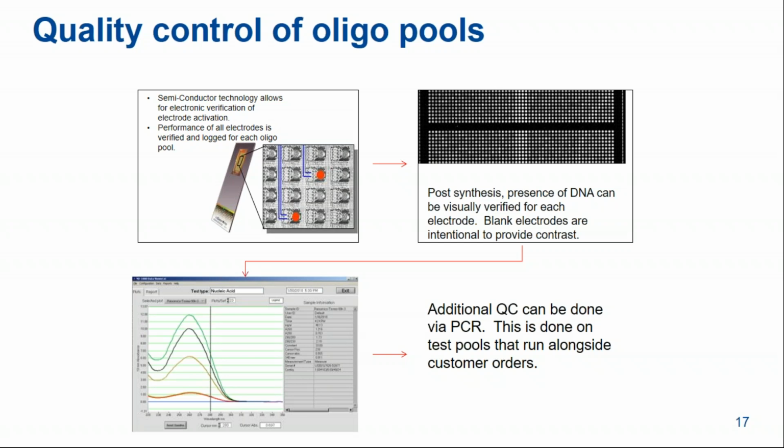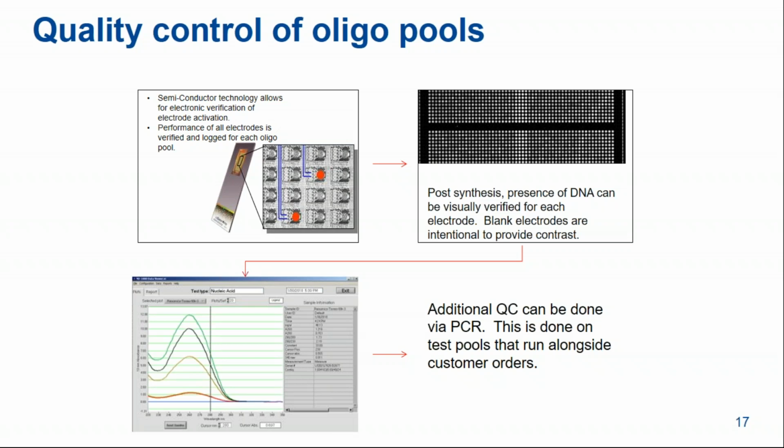But we also like to have some visual verifications. After the synthesis is complete, we take that chip and we do a fluorescence scan. DNA with the protecting group still on it will fluoresce in certain wavelengths, so we can visually record the synthesis on each of the individual electrodes. Here you see a picture of a small segment of a chip, and there's a black line in the middle. That black line is where we have intentionally left the electrodes blank with no oligos synthesized on them. It provides a nice contrast line that's used as part of our quick QC check. After that, like I said, we do some purification, and then we run it on a nanodrop to get some nice measurements of the ratios and the yield of the pool itself.